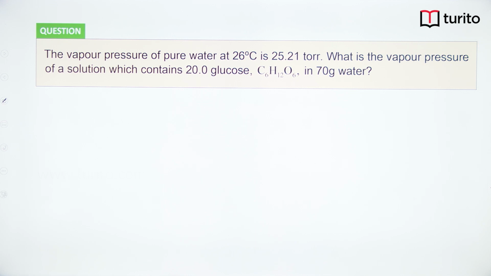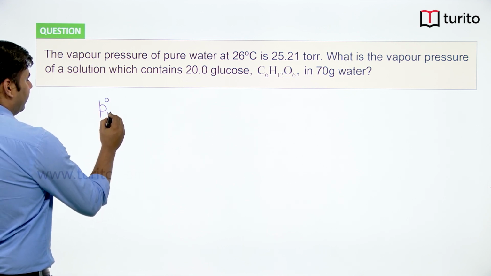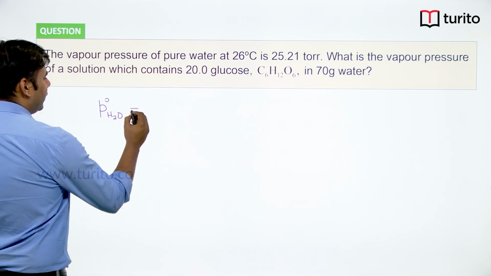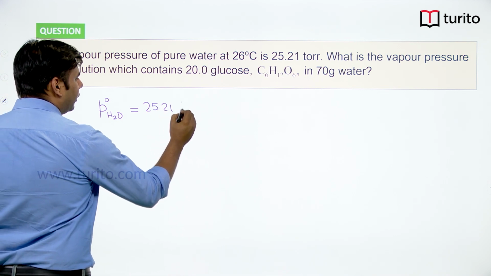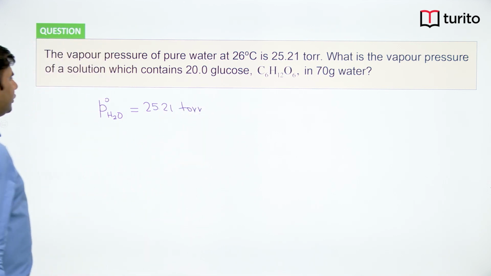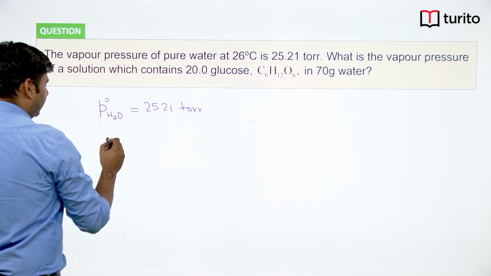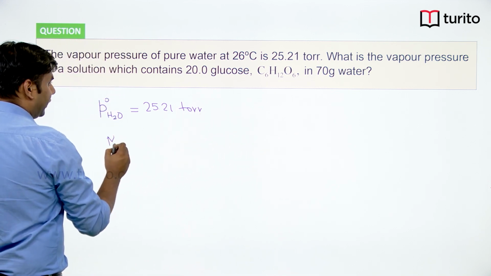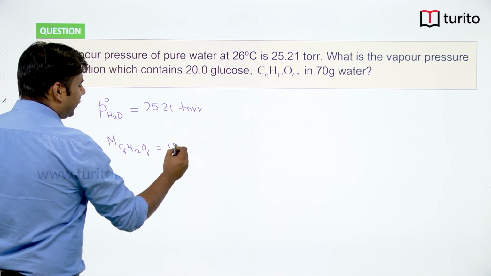Now this says that the vapor pressure of pure water at 26 degrees Celsius is 25.21. So I know that P naught represents the pure form, so P naught water is equal to 25.21 torr. What is the vapor pressure of the solution which contains 20 gram glucose in 70 gram of water? We know the molar mass of glucose is 180 gram per mole.